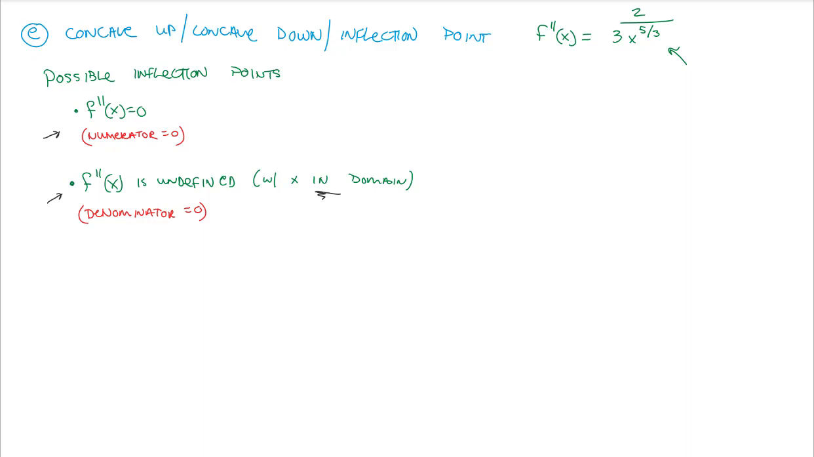All right, so first, where is the numerator equal to 0? Well, never, because 2 can never be equal to 0. So we don't have any points where the second derivative is equal to 0. However, we do have points where the second derivative is undefined. In fact, if we set the denominator equal to 0, we're going to see that at x equals 0, we have an undefined second derivative. This is similar to a critical point, but it's not a critical point. In this case, it's a possible inflection point.